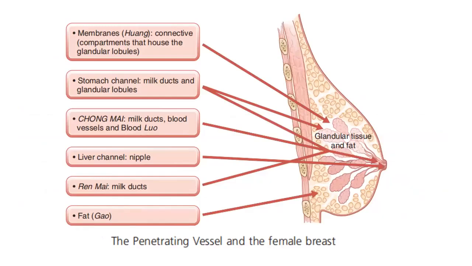So we have here the illustration of the penetrating vessel and the female breast. There is the membrane, the connecting compartment that houses the glandular lobules. The stomach channel, where there are the milk ducts and glandular lobules. Chong: the milk ducts, blood vessels, and blood groove. The liver channel: the nipple. Renmai: the milk ducts, the fat.